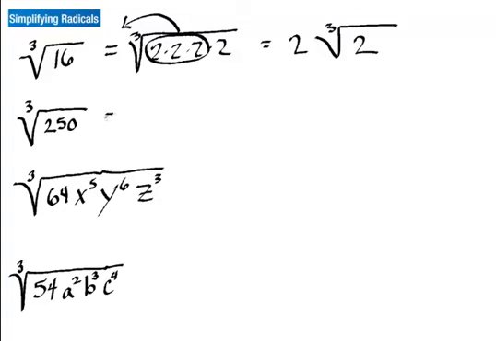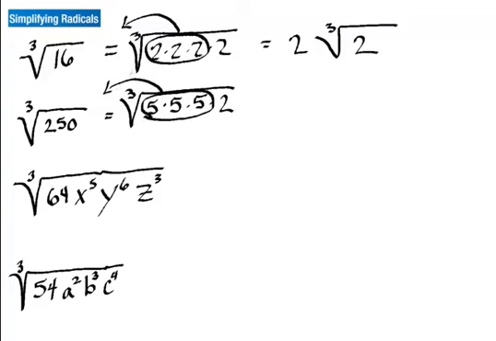Let's look at this guy. So let's start breaking him down. 250 can be thought as 5 times 5 times 5, because that's 125, times 2. I take out things as triplets, so this 5 comes out, and I have 5 times the cube root of 2. And that's all for that one.